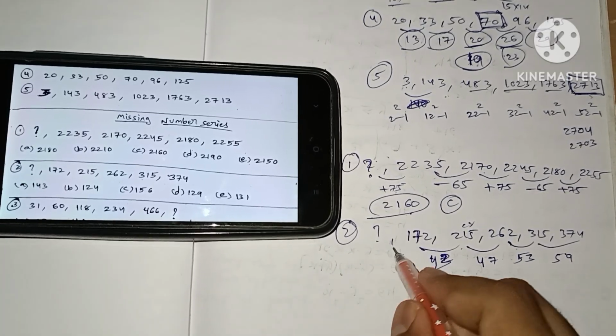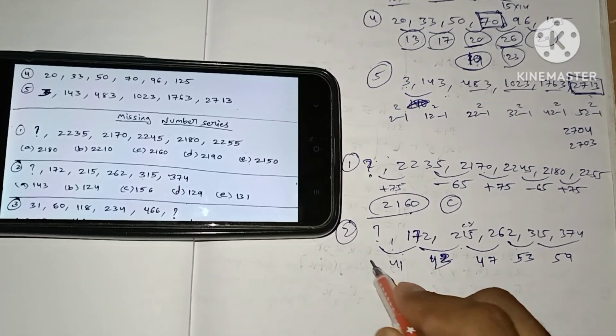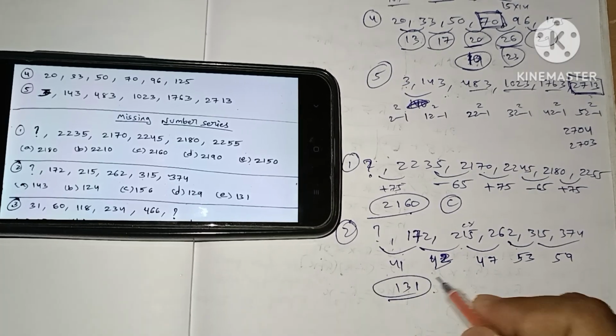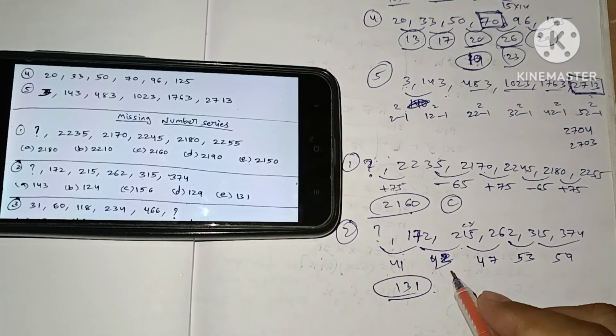So these are prime numbers. Here the difference must be 41. So 41 less than this one will be 131. So the answer is option E, 131 is our answer.